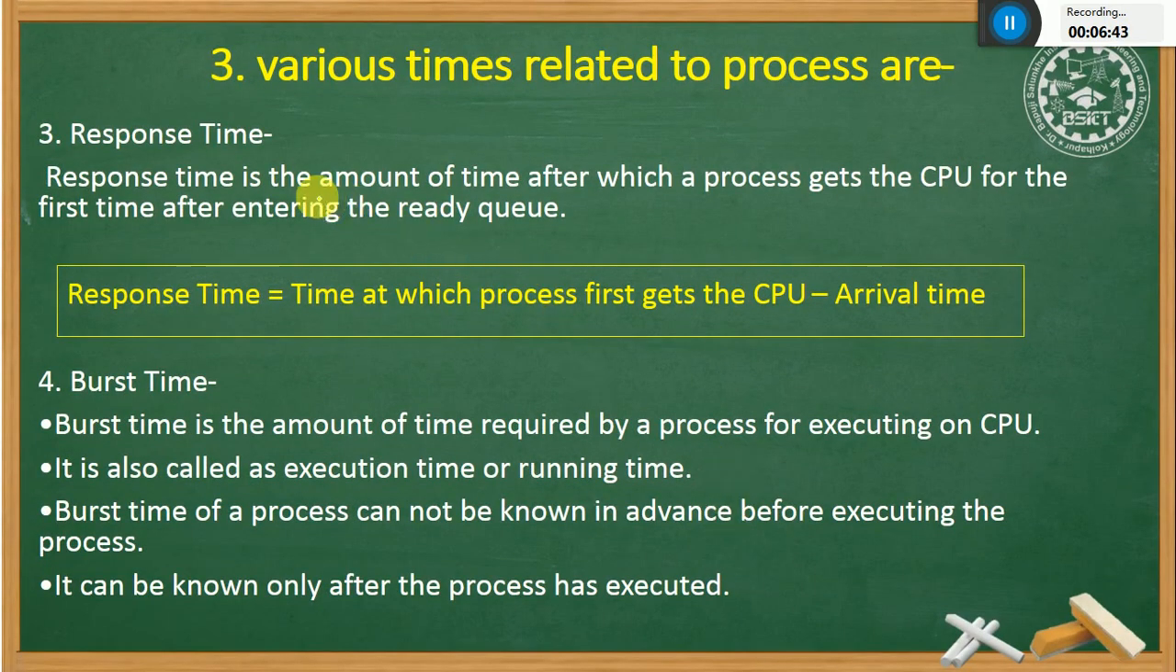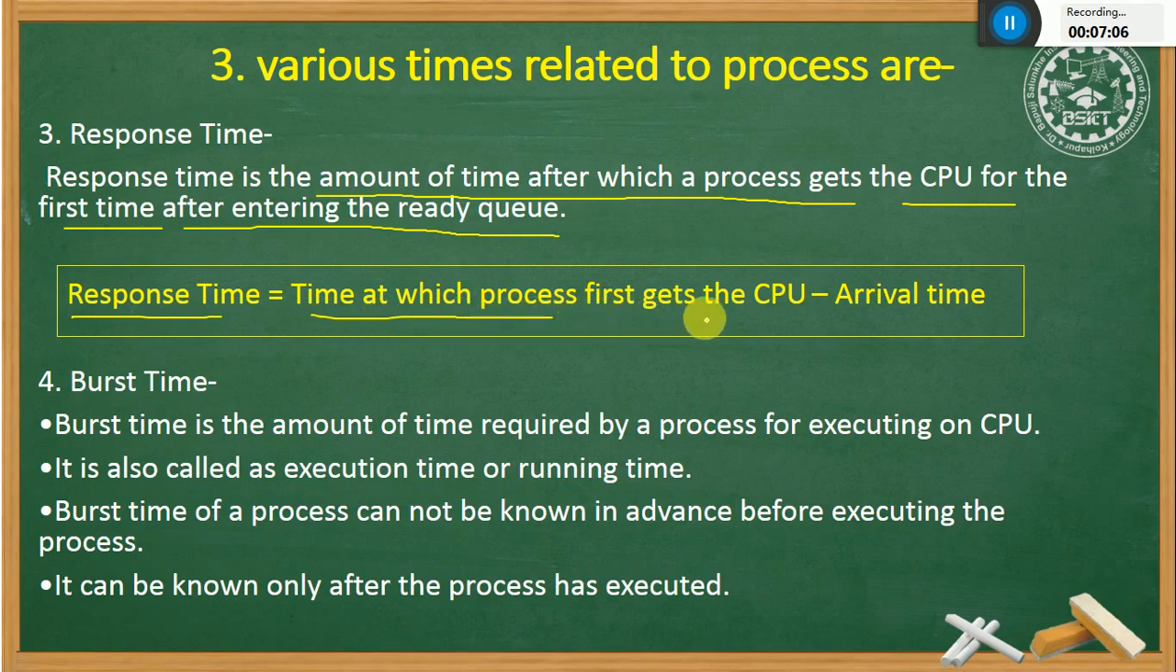The next is response time. Response time is the amount of time after which a process gets the CPU for the first time after it enters the ready queue. So it is the first response a process gets after it requested a CPU. Response time is equal to the time at which a process gets its first response from the CPU minus arrival time. So after which time slot it gets the first response is called the response time.